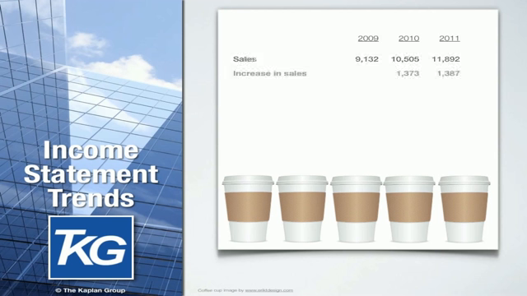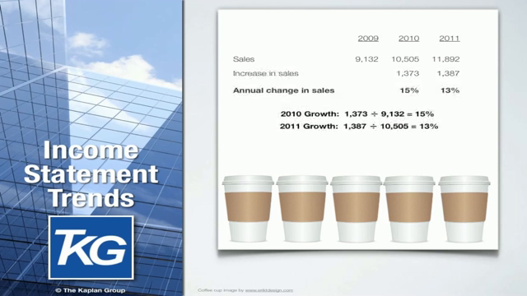Now when we look at the change in sales, we can see that in 2010, revenue increased by $1.37 million, and a little more in 2011. So not only is it going up, it's going up each year. But let's look at one other item, the sales growth rate. We can see that the $1.37 million increase in 2010 represents a 15% growth rate over 2009. But in 2011, even though sales went up more, the growth rate dropped a little bit, down to 13%.